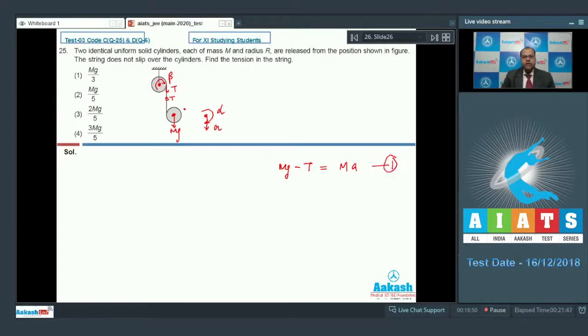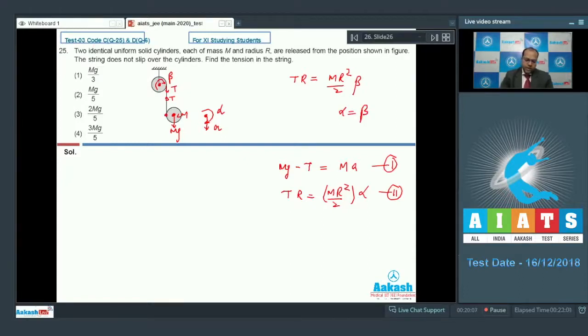So if I write torque equal to I alpha about center of mass, since the center of mass is accelerating, if I apply the pseudo force about the center of mass, then the torque of the pseudo force about the center of mass is 0. So I can write T into R is equal to mr square by 2 into alpha. This is my equation 2. Similarly, if I write the rotational equation on the upper cylinder, then I can write T into R is equal to mr square by 2 into beta. So I can say that alpha is equal to beta.